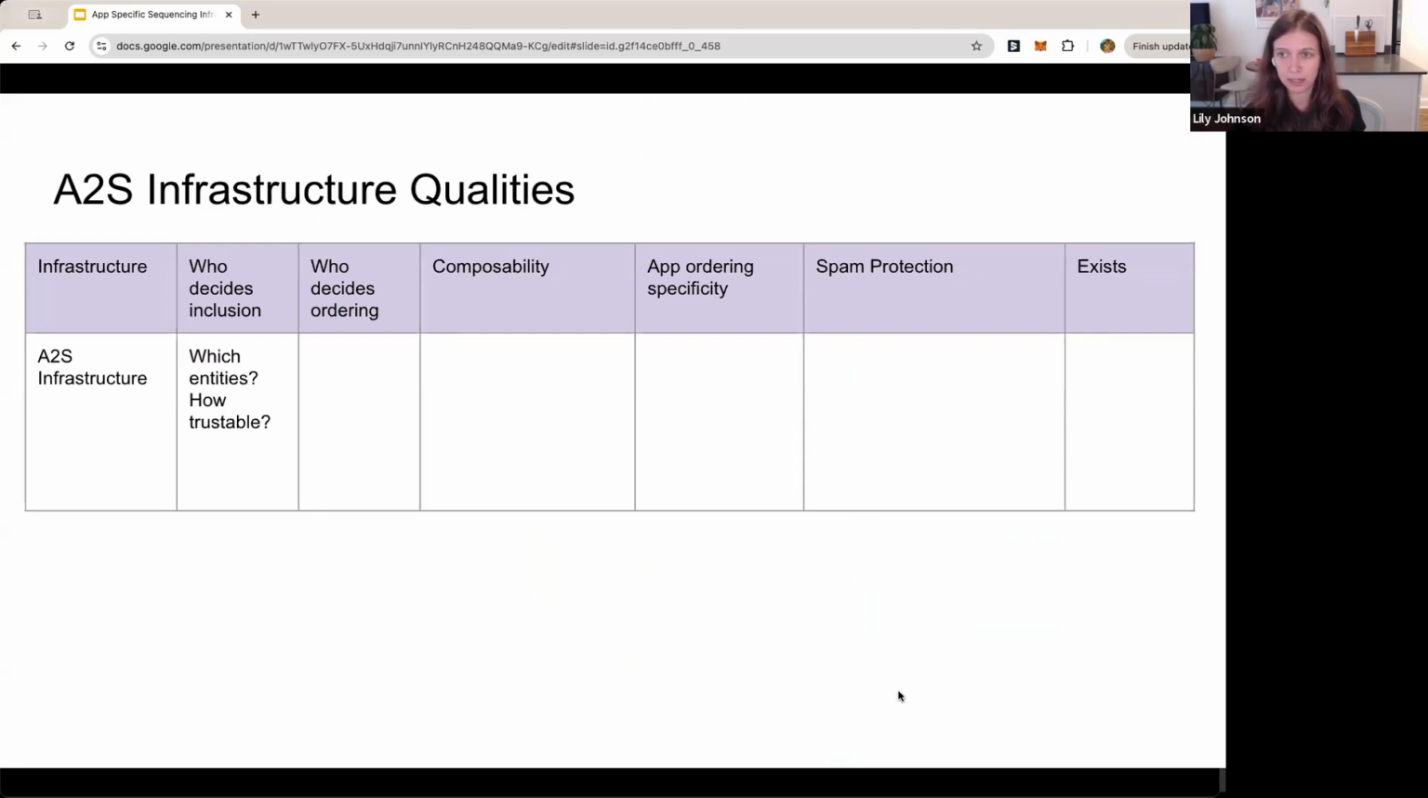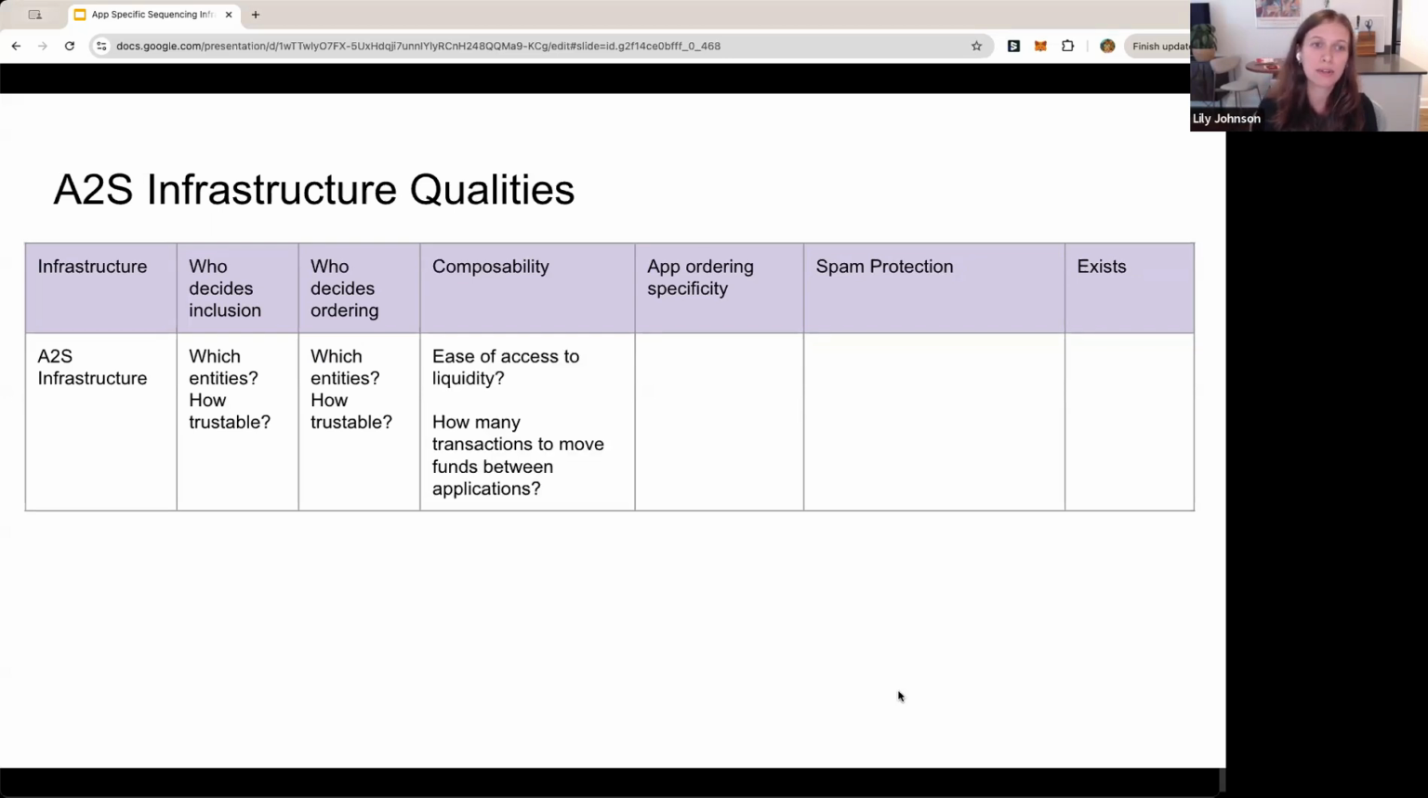How many entities, do we trust them? Do we not trust them? Those are just some basic questions. Then differently, instead of just who decides inclusion, who decides the ordering. And this is where application-specific sequencing, hopefully the apps are able to define this order. And the ordering has some different qualities also, in terms of is the ordering entity a part of the chain or are they outside the chain? Those are just things to think about when we look at the architectures later on.